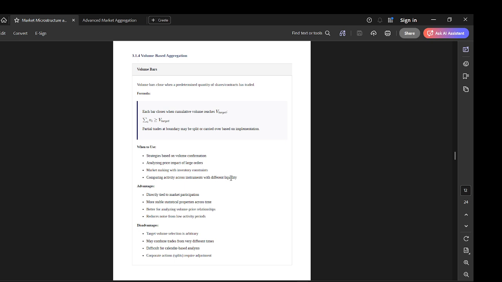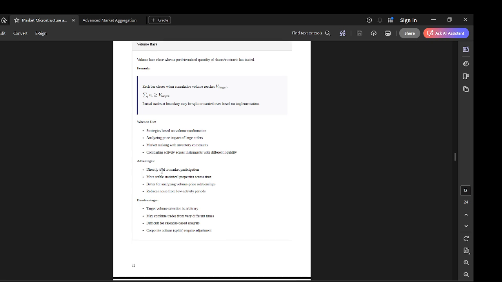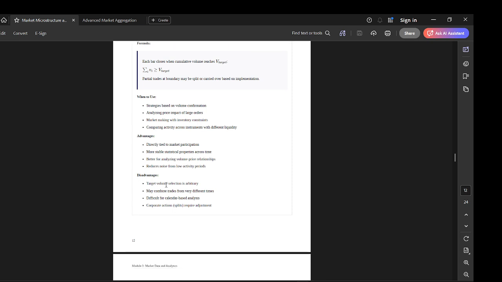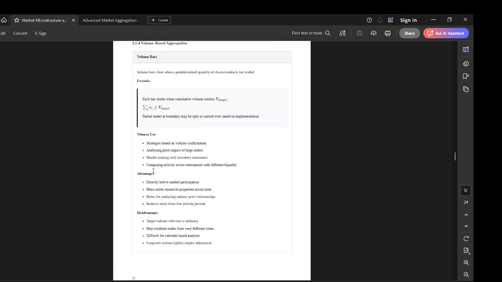with different liquidity. Advantages: directly tied to market participation, more stable statistical properties across time, better for analyzing volume price relationships, reduces noise from low activity periods. The disadvantages: target volume selection is arbitrary, may combine trades from different times, difficult for calendar-based analysis. Corporate actions require adjustment.